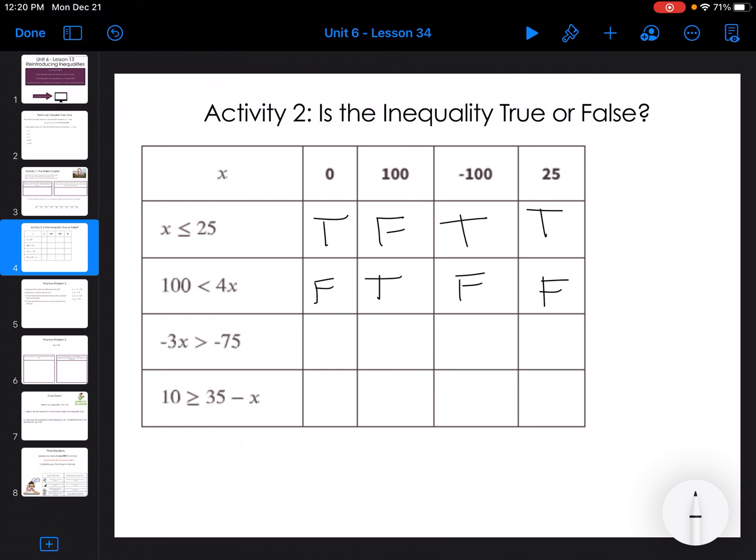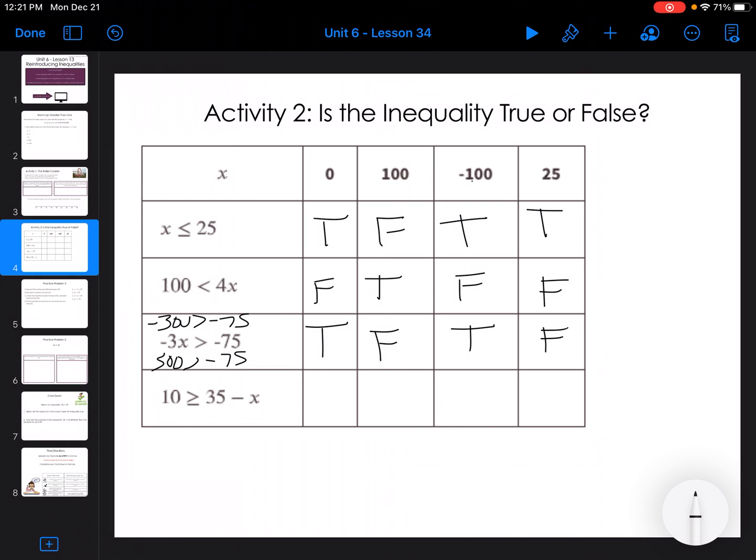All right, so now they're picking it up. They're giving me 2 negatives. So is 0 times -3 greater than -75? So is 0 greater than -75? True. -3 times 100, is that greater than -75? Is -300 greater than -75? That is false. Okay, it would be colder at -300. Okay, a negative times a negative is a positive. So is 300 greater than -75? That is true. Okay, is -75 greater than -75? False.